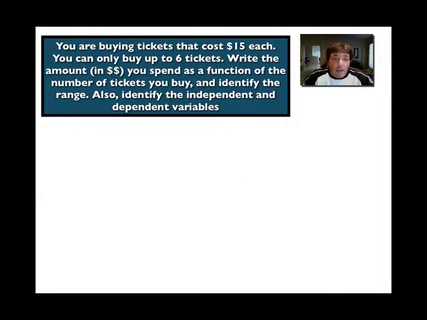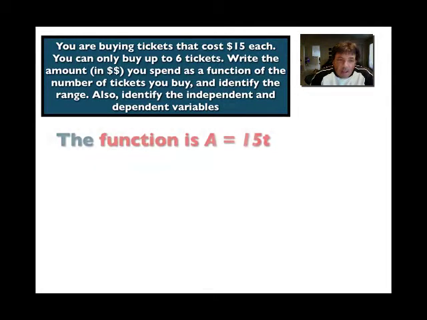So here's the problem again. Now, first off, think input, output. In this case, the input would be the number of tickets, and the output would be the cost of that many tickets. And since each ticket costs $15, we're going to say that the function is a equals 15 times t. That's the total amount is equal to $15 times each ticket. And we've been using y's and x's quite a bit. So if you put y equals 15 times x, that would be okay too.